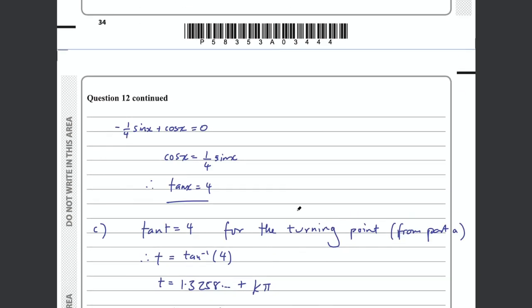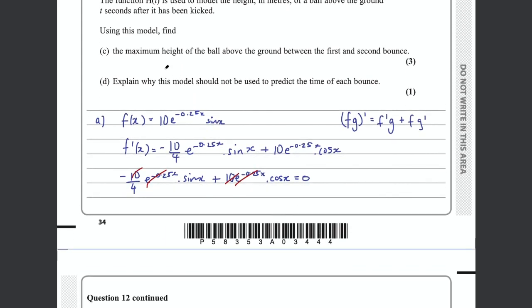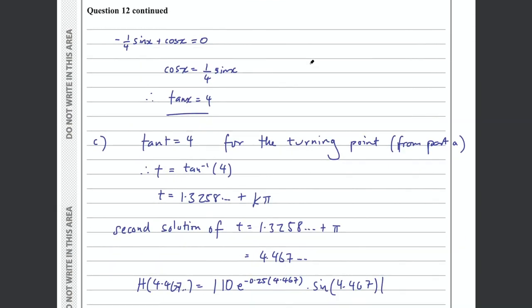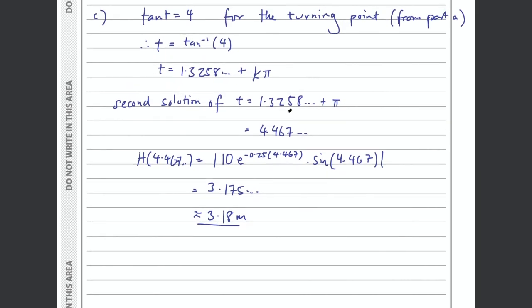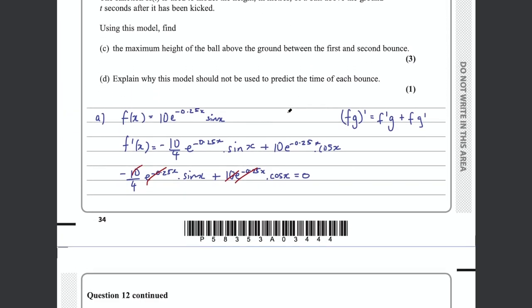And just double checking, it doesn't say to round off, but remember the start of the paper says round off to 1 or 2 significant figures, so this is going to be 3.18 meters, because h was in meters. So that would be my answer for part C, the maximum height between the first and second bounce.